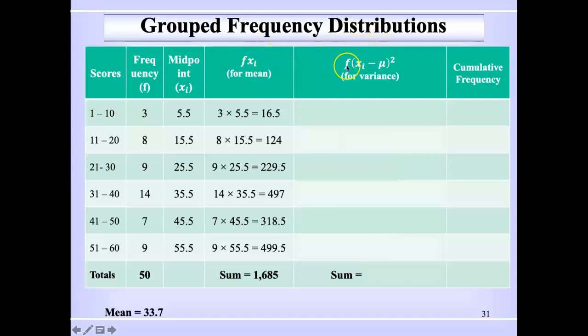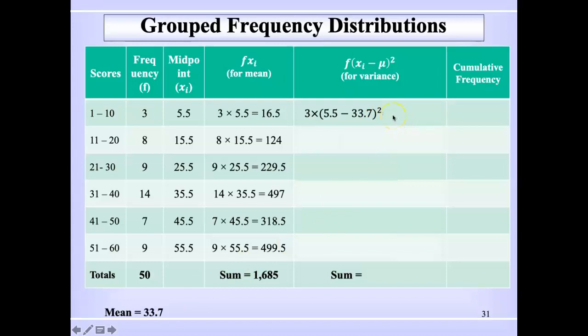But we have frequency times, in brackets, midpoint minus the mean, all squared. So we're going to do that for each row, and then at the end of the column, we're going to do the summation to get the total of the top part of that formula. So let's start. The frequency for the first row is 3. So we're going to have 3 times, and then in brackets, the midpoint, which here is 5.5, minus the mean. The mean we know to be 33.7. Close the bracket, square.